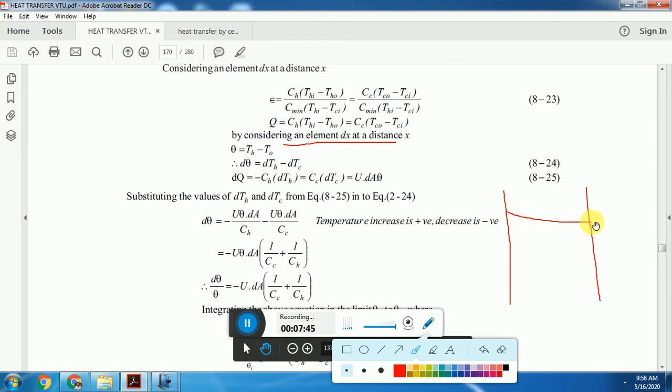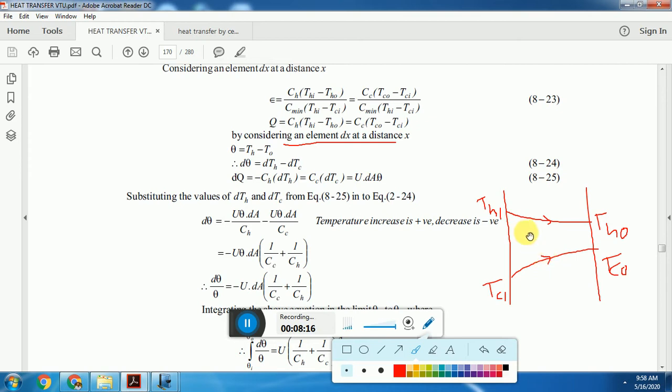And if this is a temperature profile, Thi and Tci, Th naught, hot temperature decreases, and cold fluid temperature increases, Tc naught. Okay, this is the temperature profile for the parallel flow heat exchanger we have discussed in the previous lecture video.